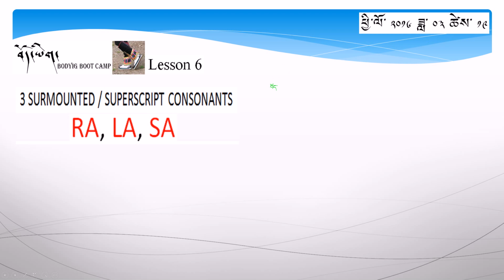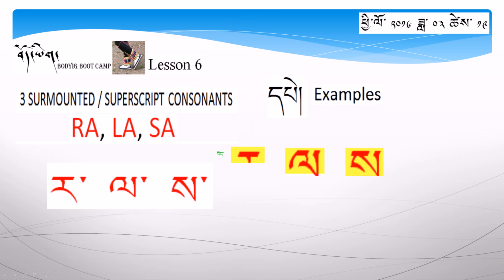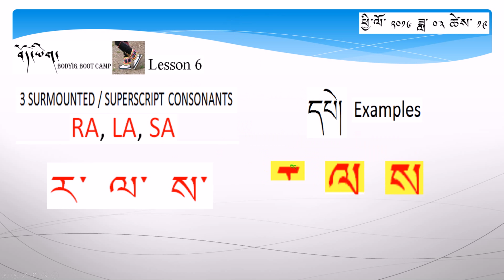So, in this lesson, we're going to learn about the three surmounted or superscript letters or consonants. The three letters are ra, la, and sa. So these three letters, ra, la, and sa, when used on top of other letters, look like this. This is the letter ra when it's stacked on top of other letters, and la and sa look like the la and sa.